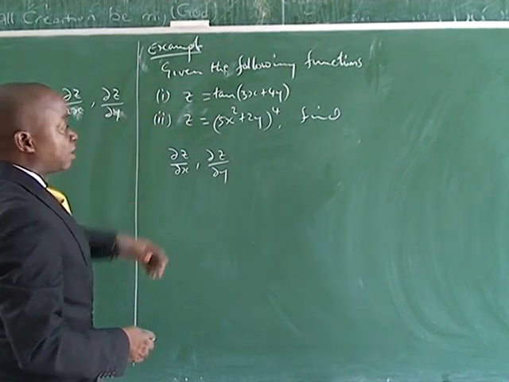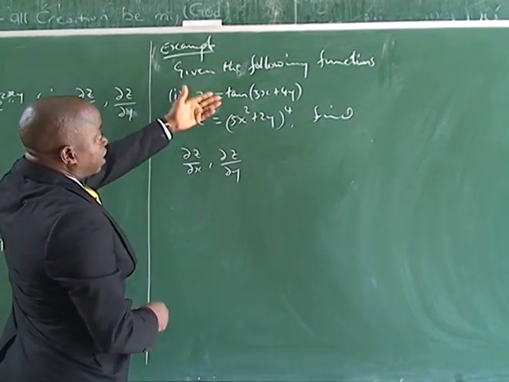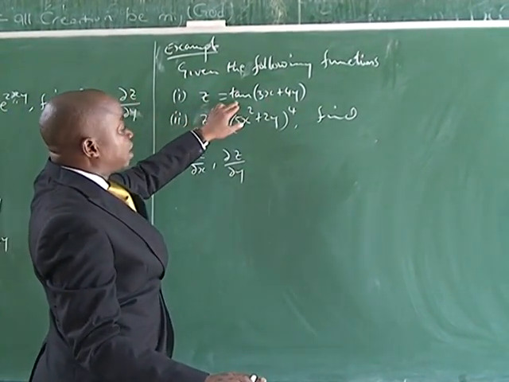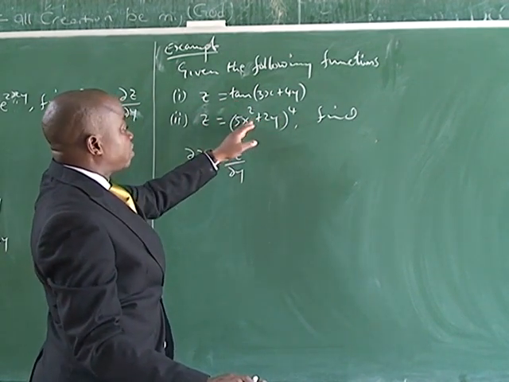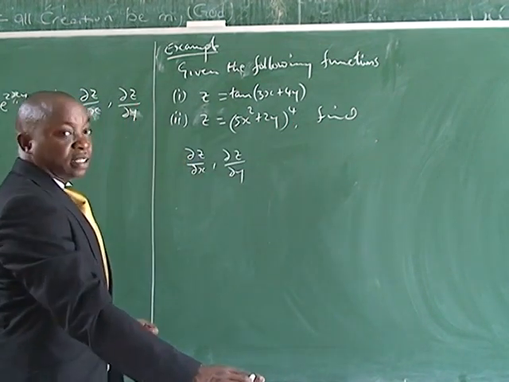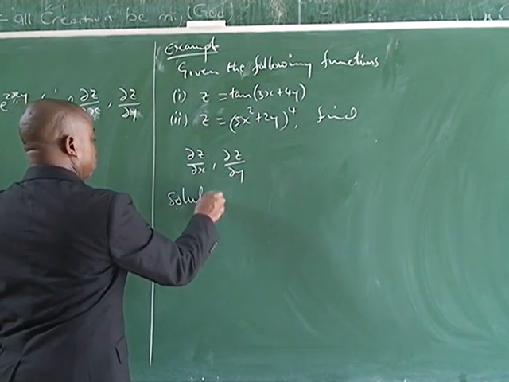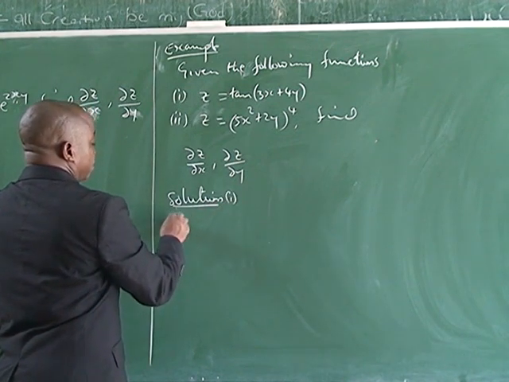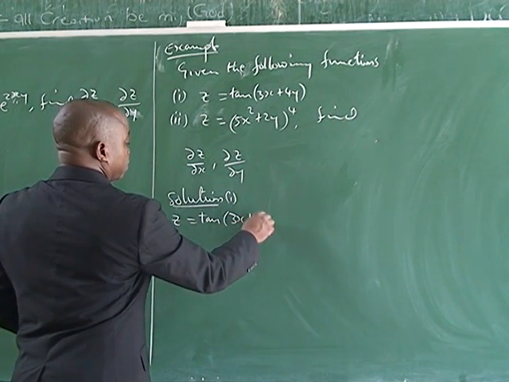Let's look at these examples. Given the following functions, z is equal to tan of 3x plus 4y, and z is equal to 5x squared plus 2y raised to the power 4. Find partial z, partial x and partial z, partial y. Alright. Number 1, we have z is equal to tan of 3x plus 4y.